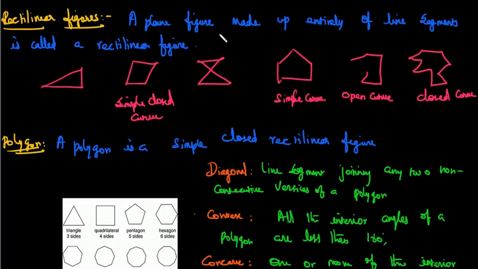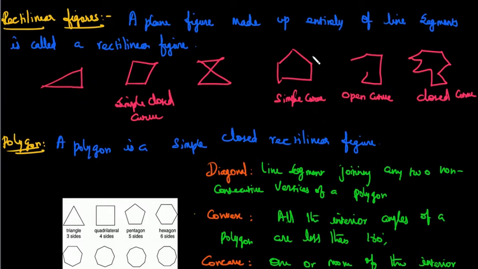A plane figure made up entirely of line segments is called a rectilinear figure. That means a plane figure is a two-dimensional figure. You can see everything is a two-dimensional figure. It is not three-dimensional. It has only height and length. It does not have depth. So these are all plane figures.